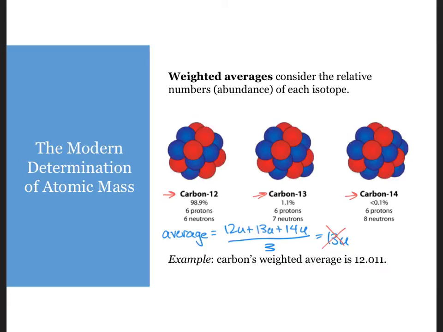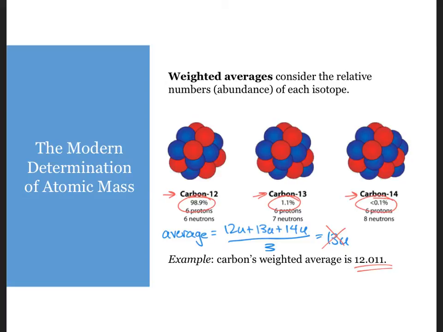Instead, we take the weighted average by considering that carbon-12 has an abundance of 98.9%, carbon-13 is much less abundant at 1.1%, and carbon-14 is the least abundant, composing less than 0.1% of all carbon found on Earth. Converting the abundance percentage into a decimal, then multiplying by the mass of that isotope, gets us the weighted average of carbon found on the periodic table, which is 12.011.